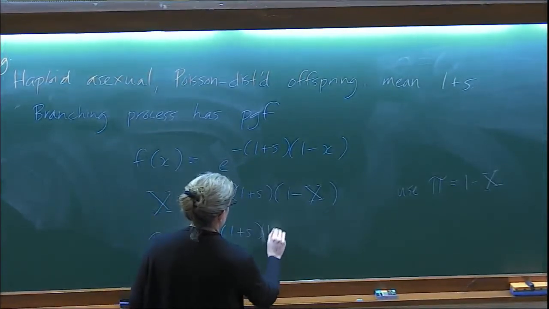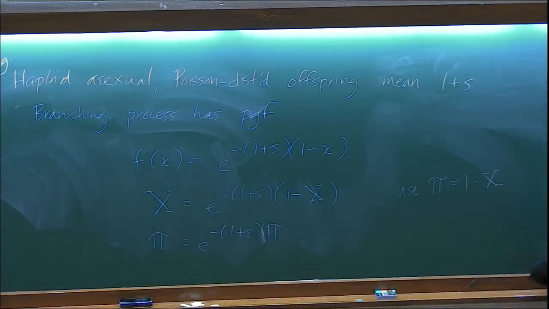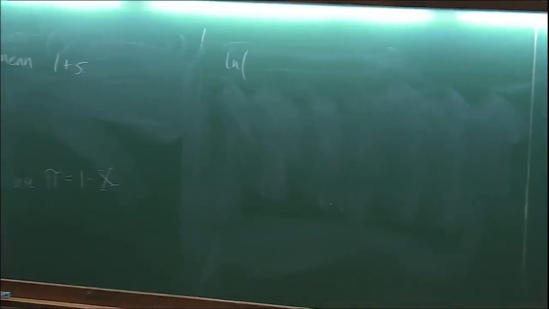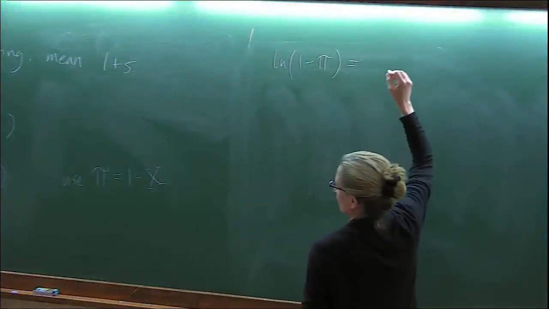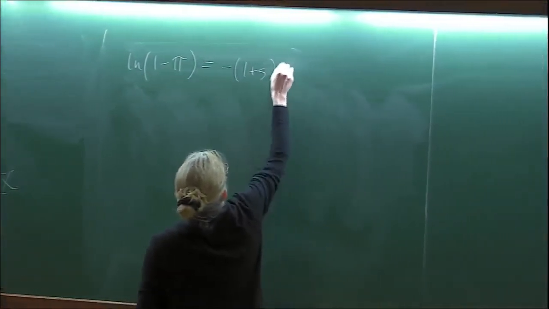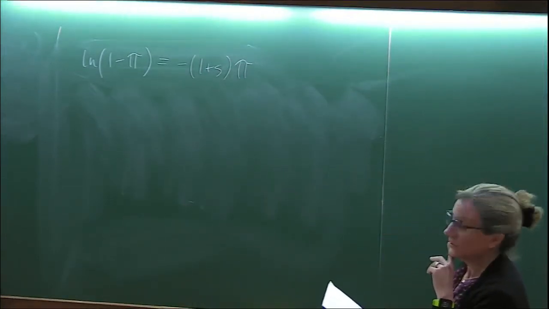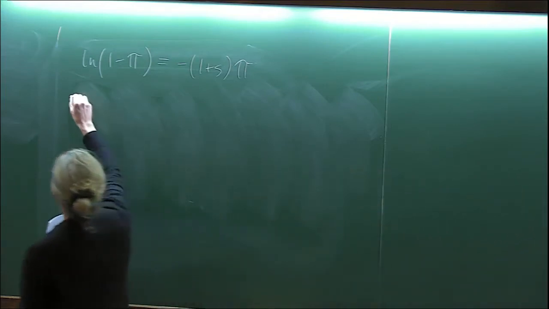One plus s pi. And then the next thing you want to do is take the log of both sides, natural logarithm. 1 minus, thank you. Okay, and then this is the point at which Haldane reasons that pi is probably small.